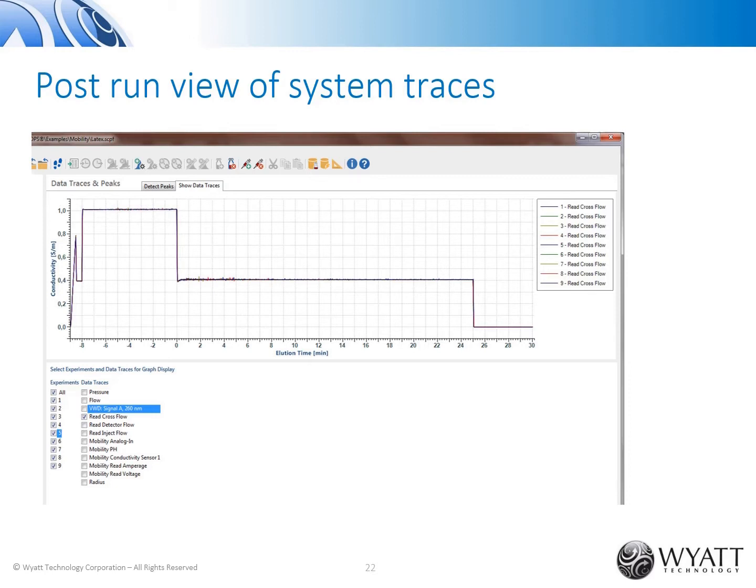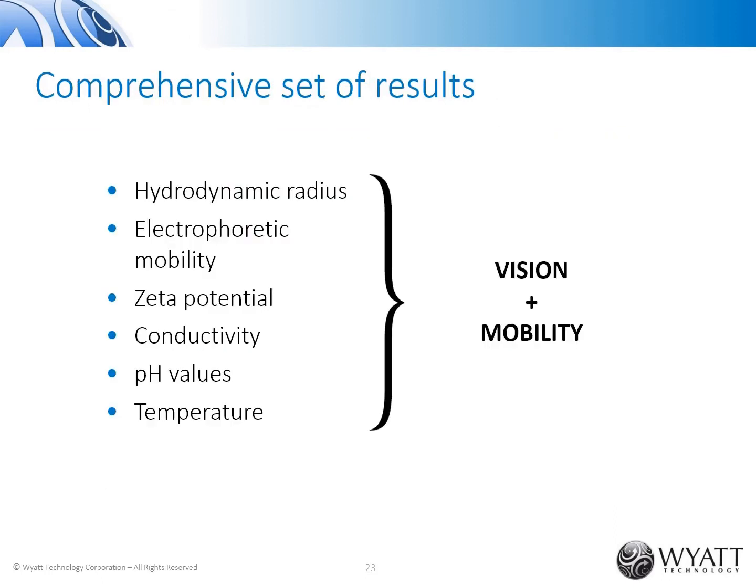This completes our first tour of Vision with Voyager for running experiments and Scout for method development and data processing. Let us summarize what we can get from the Eclipse FFF experiments. On top of absolute molar mass and size from MALS, this is the list of parameters we can get from Vision and mobility. So it is the hydrodynamic radius from retention time, and by adding the electrical field, we can determine electrophoretic mobility values, which can then be converted to zeta potential. Conductivity, pH, and temperature are measured in real time and provided as data traces.